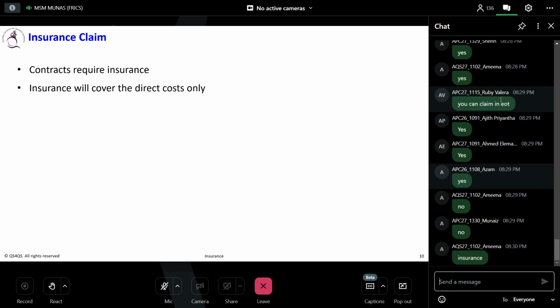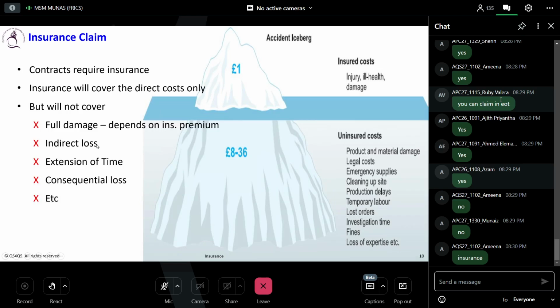You understand? So what will you do? You have to carefully read the insurance policy, what is covered and what is not covered. The insurance will cover the direct cost only, but will not cover full damage or indirect loss, EOT, consequential losses. These things will not be covered. We will understand why it is like this.